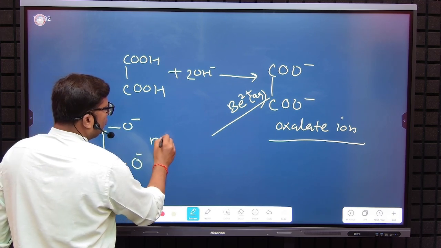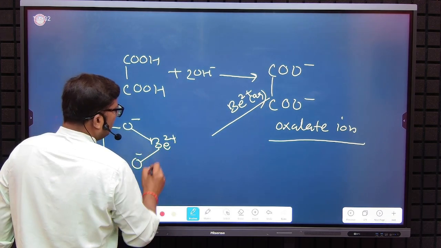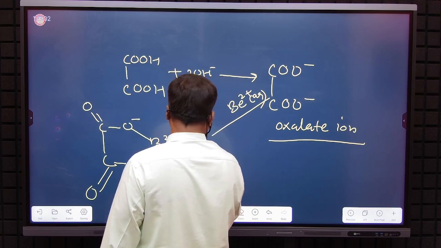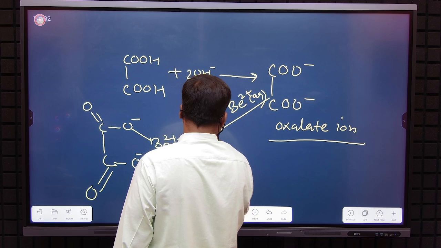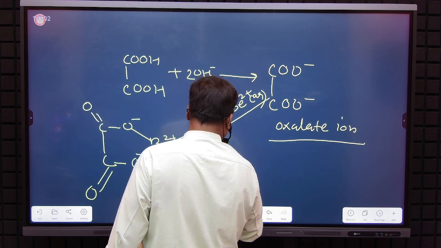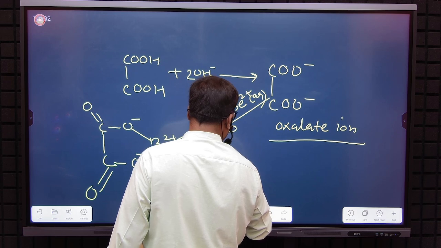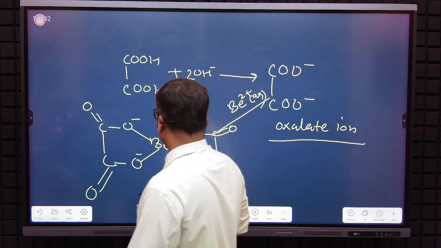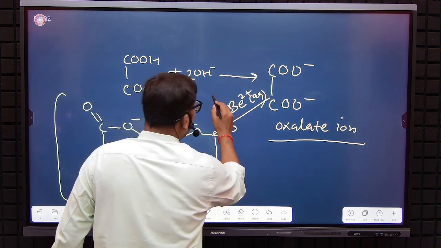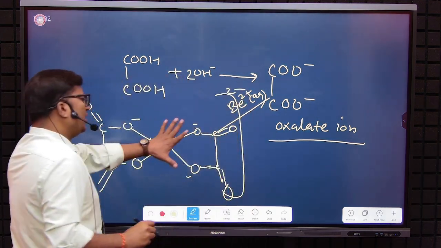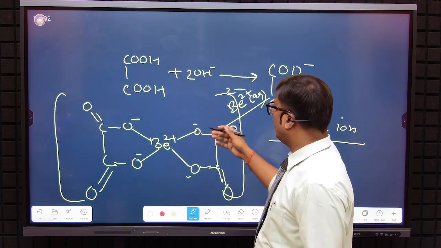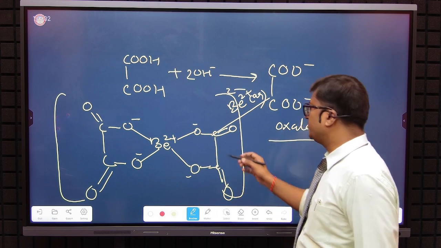That is beryllium 2+, and once they form an electrostatic coordinate bond, because of the unsaturation they can also attain another oxalate, that is O, and this is O minus, and this is O minus. This is your C, and this is your double bond O. So overall they attain two negative charges, right? Four negative charges from the four oxygen centers, and 2+, overall we get two negative charges on this particular complex.